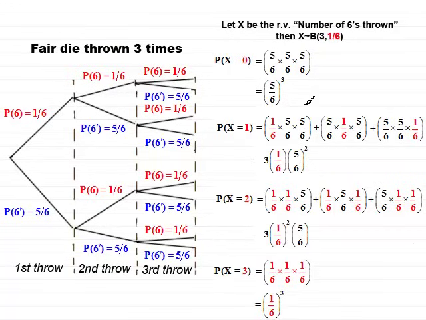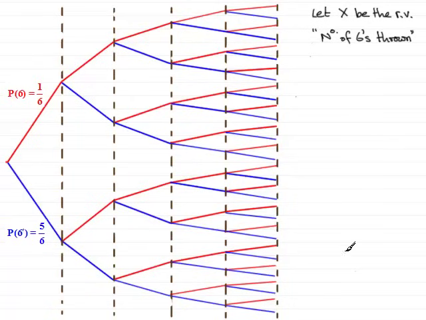Now, this is all very well and good, but just imagine if I'd thrown the die, say, 5 times. The tree diagram would be huge, and the calculations a lot more involved. So it's got to be a quicker way. Let's have a look at that tree diagram. Now, here you see a tree diagram for throwing the die 5 times. And it's something that I certainly wouldn't want to do normally. But I've just done it here for the purposes of illustration.